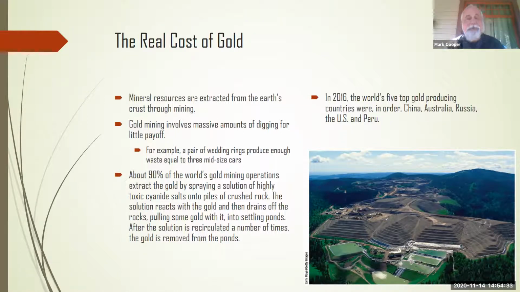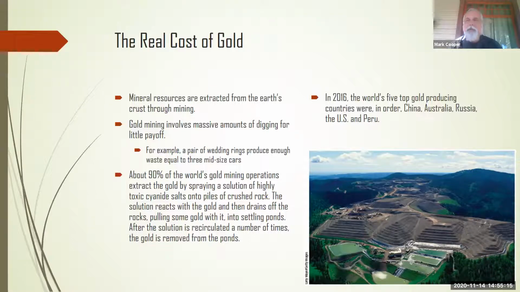is the real cost of gold. And, you know, we use gold all the time. Some of us are wearing gold, we use it for rings, jewelry, and other things, but gold involves massive amounts of digging for little payoff. For example, a pair of wedding rings produces enough waste to equal 3 mid-sized cars. And about 90% of the world's gold mining operations extract gold by spraying a solution of highly toxic cyanide. And so that also builds up and causes pollution issues. And we are one of the top 5 producers of gold.